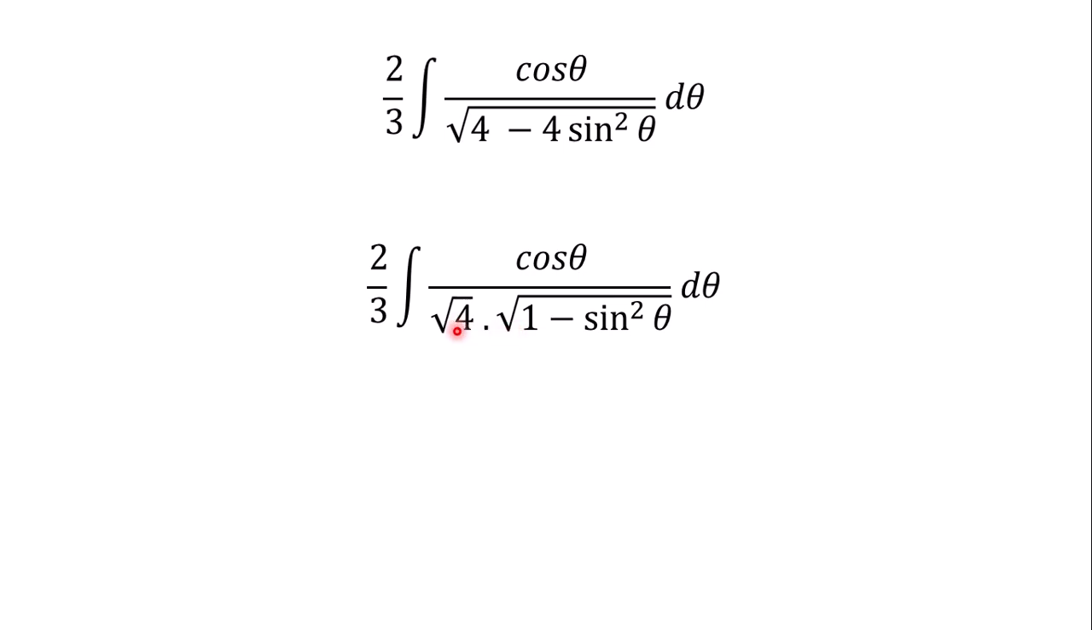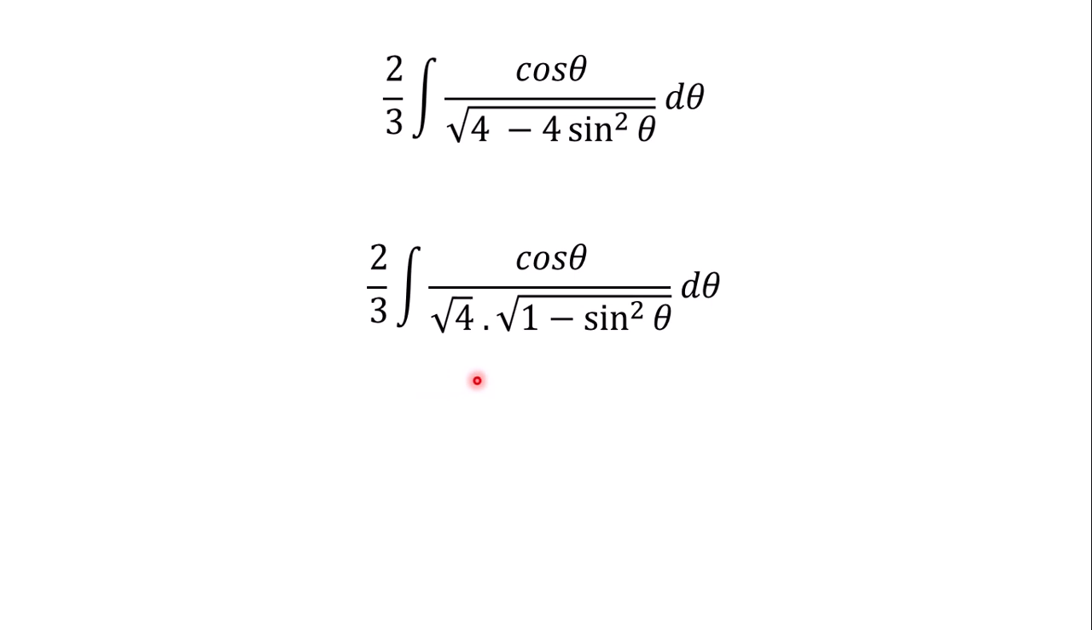Now, what is the square root of 4? The square root of 4 is 2. But remember, it's a denominator here. So when you bring that 2 outside, it's going to be 1 out of 2, not just 2, but 1 out of 2. So when you bring it outside, you're going to multiply this one. So you're going to get 2 over 3 multiplied by 1 over 2.